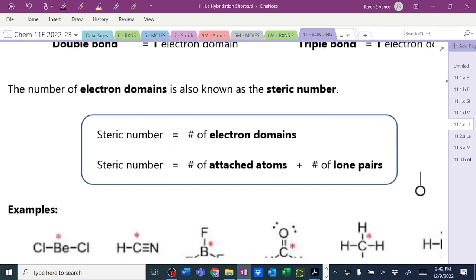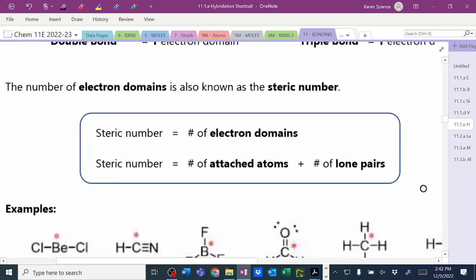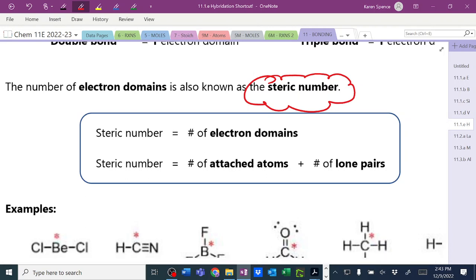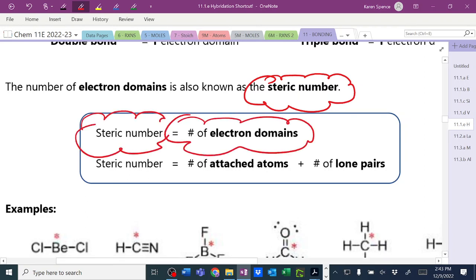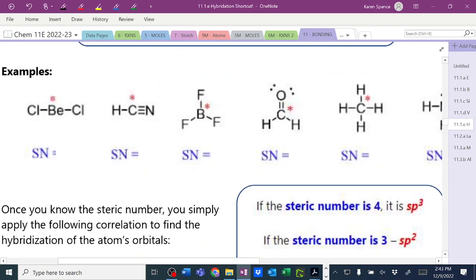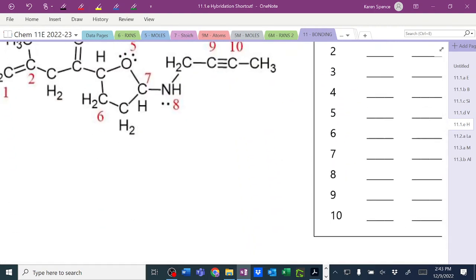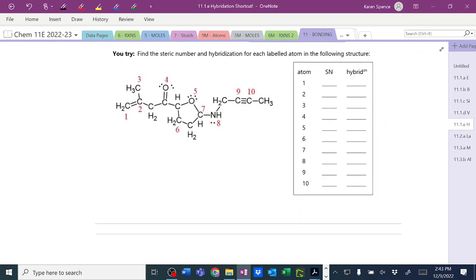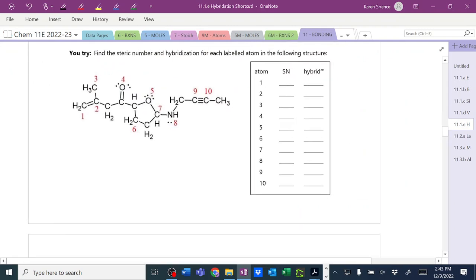The only thing that's new on here is the word steric number. Steric number is just a way that we say the number of electron domains. Those two are the same. Other than that, I don't think there's anything new here. If you want to get some practice, you can try these. I'll leave that for another day.